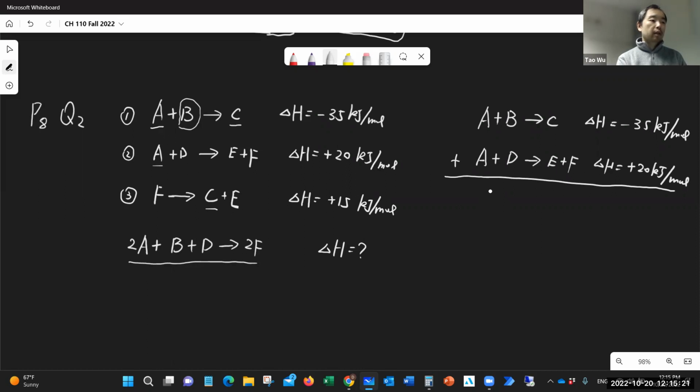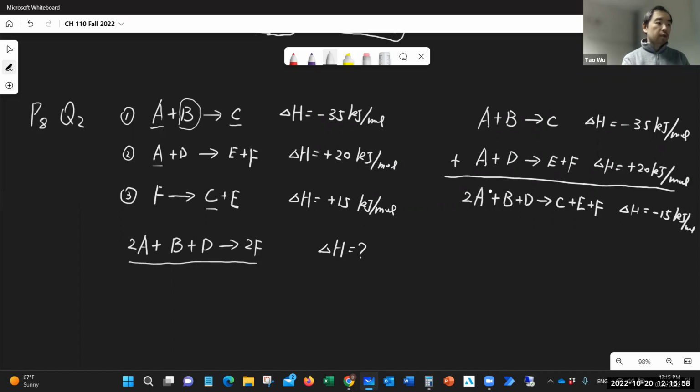Once we add these equations, we get 2A, and a B, and D to form C plus E and F. And the delta H should be the addition of these two, which is going to be negative 15 kilojoule per mole. Okay, so this is the second equation, if we add up those modified equations.